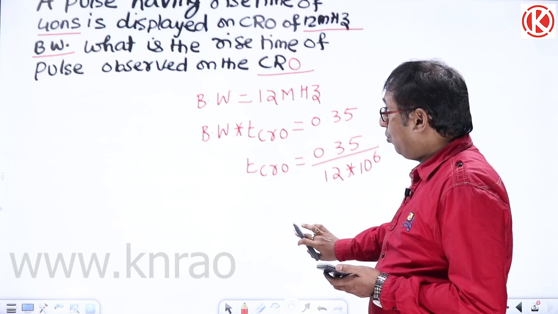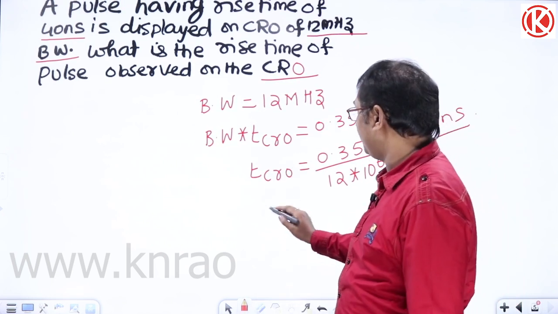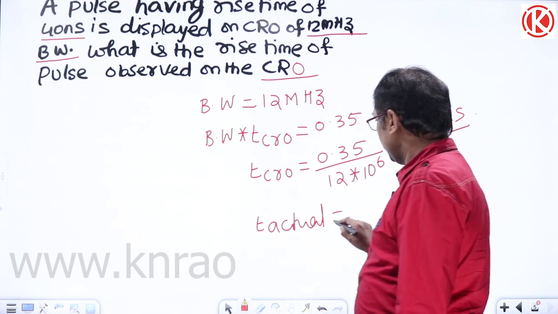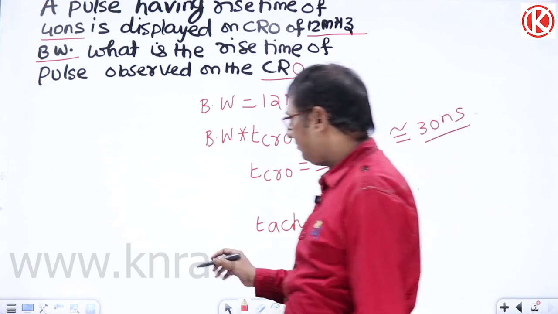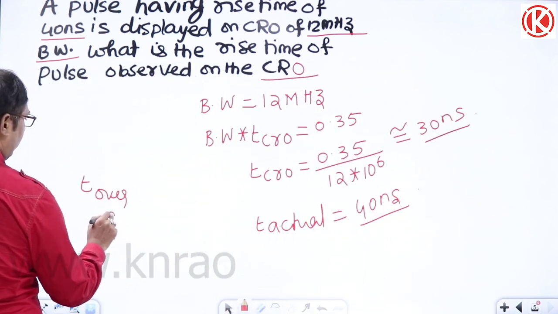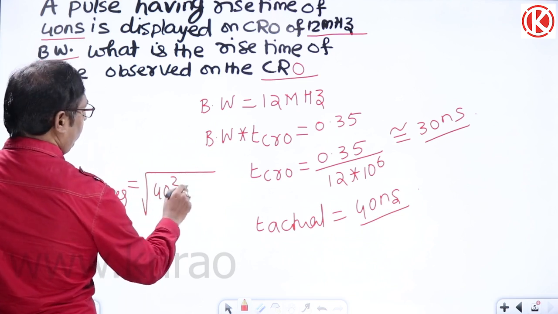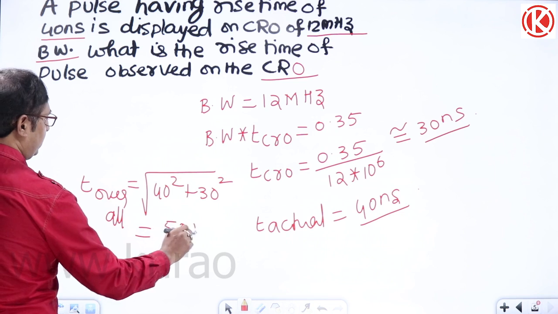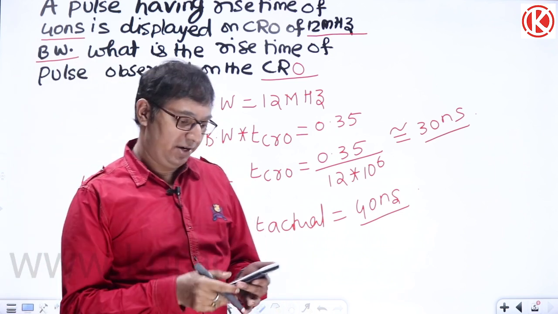Next, the actual signal rise time T actual is given as 40 nanoseconds. What is the overall rise time? The overall or measured rise time equals root over 40 square plus 30 square, which is 50 nanoseconds. It is 50 nanoseconds.